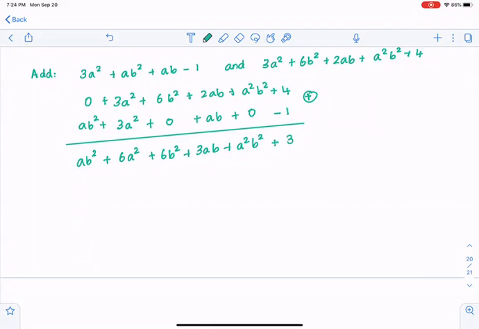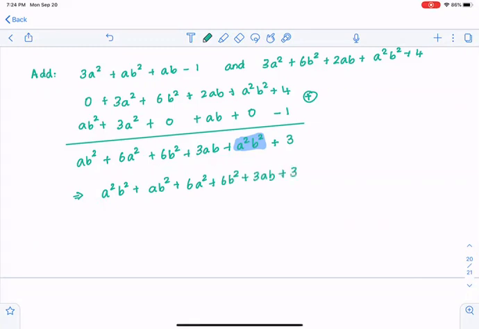And if you look at the degree of this polynomial, it is 4, and it comes from this term right here. So I'm going to put that first. A squared b squared plus ab squared, because it has a degree of 3. 6a squared, 6b squared plus 3ab plus 3.